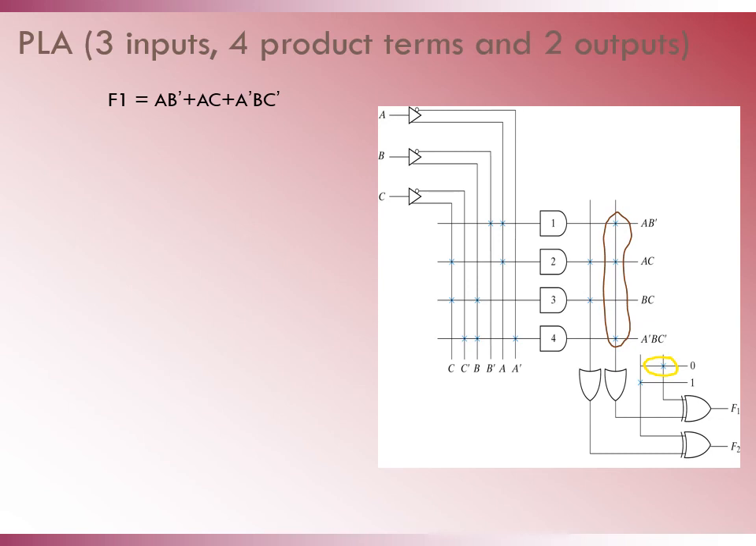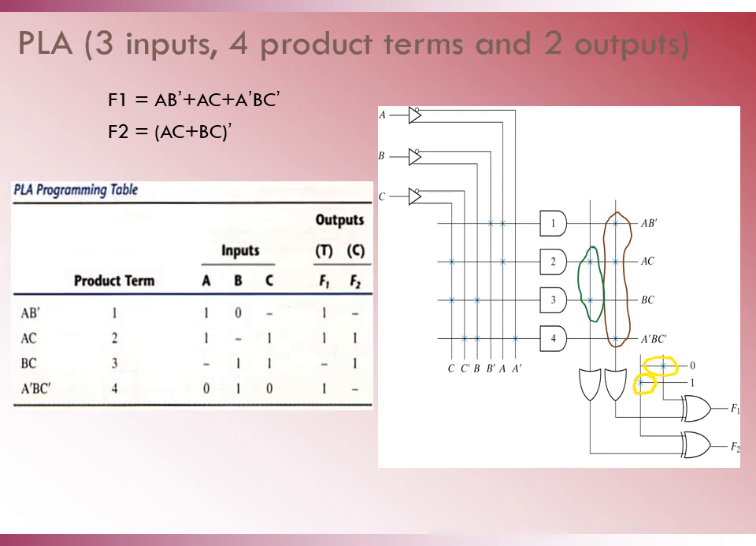Now, for F2, the inputs to the OR gate are coming from the product terms AC and BC. The output of the OR gate goes to the second XOR, whose second input is coming from logic 1. That means the function F2 is coming in complemented form for the summation of product terms AC and BC.